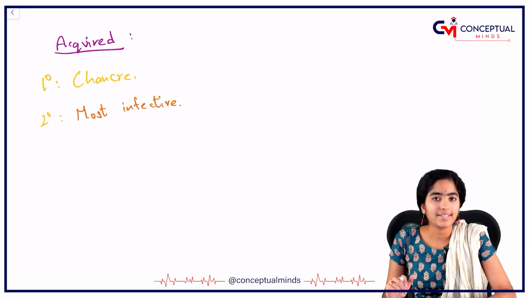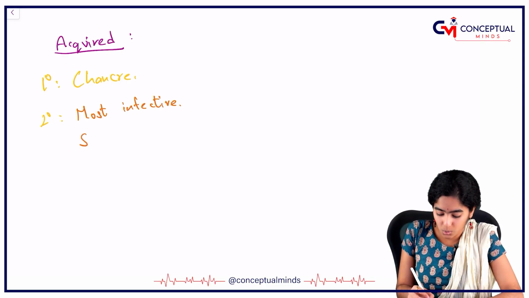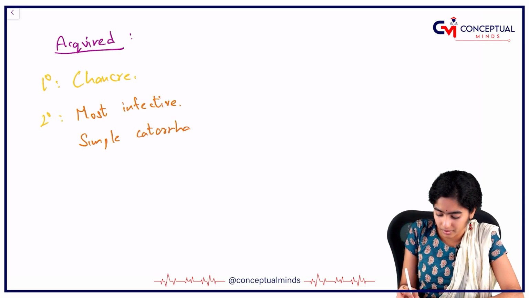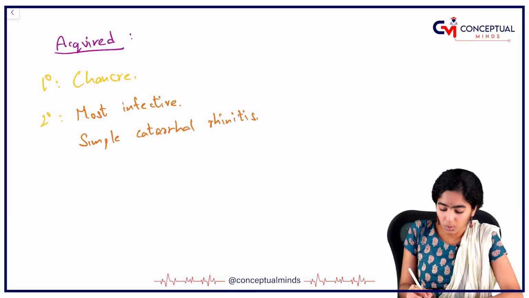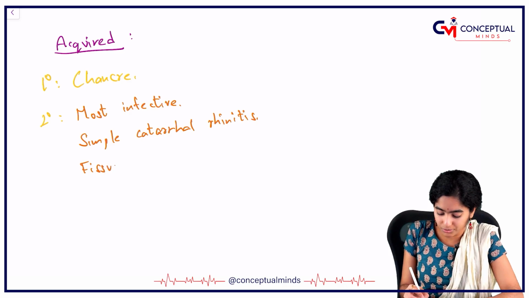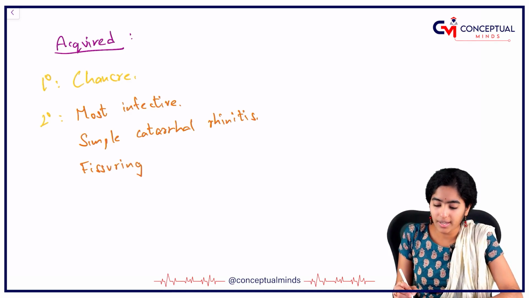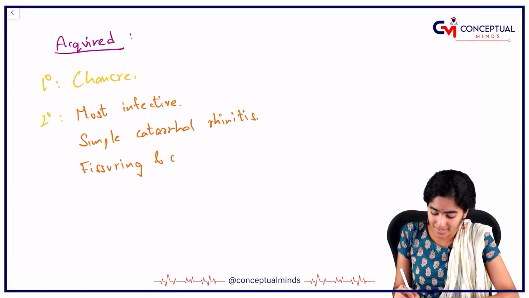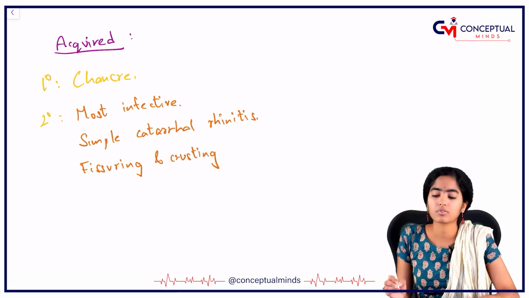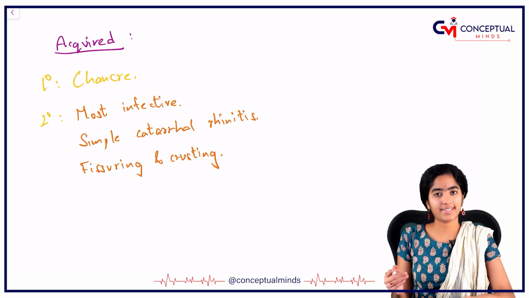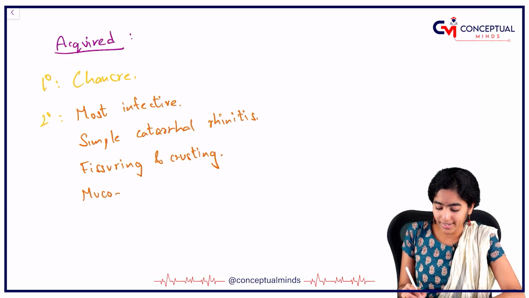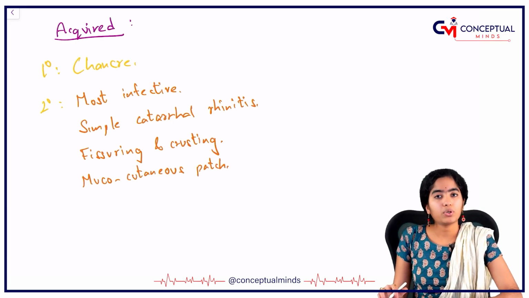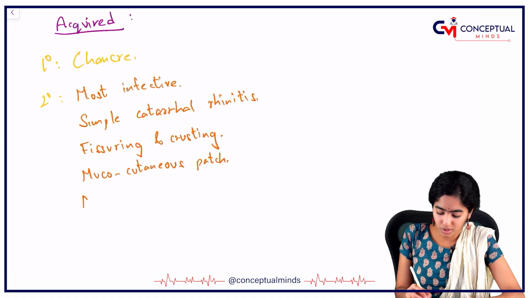There will be rhinitis. The patient presents with simple catarrhal rhinitis. There is nasal discharge. Along with that, there is fissuring of the nose. Fissuring and crusting are seen at the nasal vestibule. And also there is a mucocutaneous patch. Non-pruritic maculopapular eruptions are also seen.